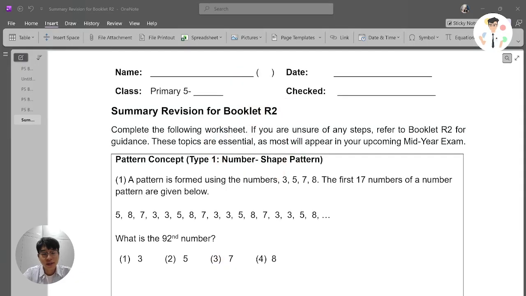Welcome back to digital class, and now we're looking at this summary revision for Booklet R2. So basically all the students should have done this worksheet, and now I'm discussing this. So please make sure you have your green pen with you to do the correction if you get it wrong.